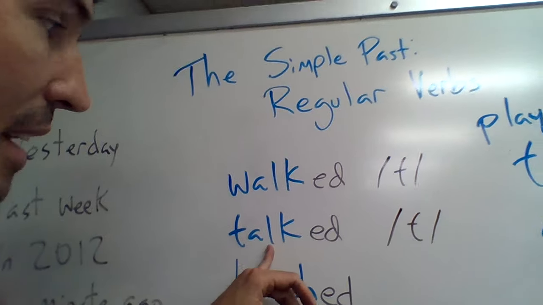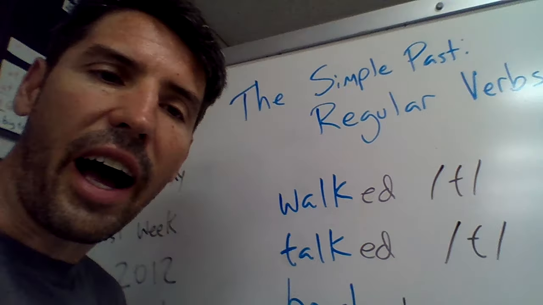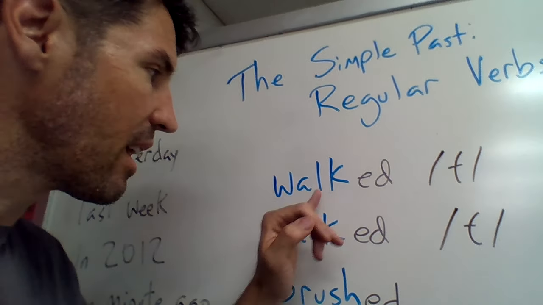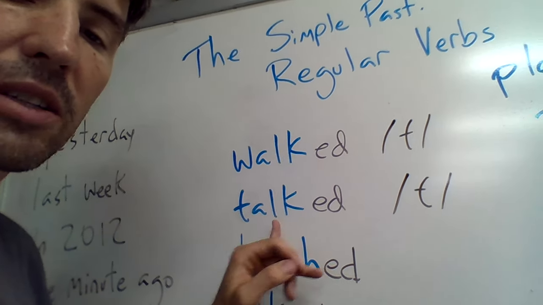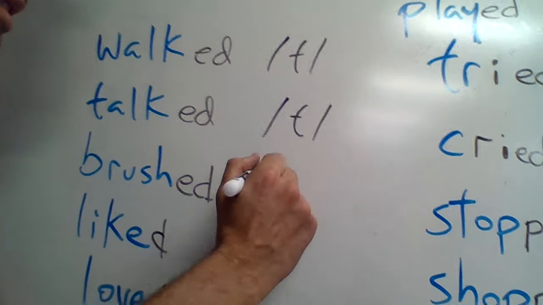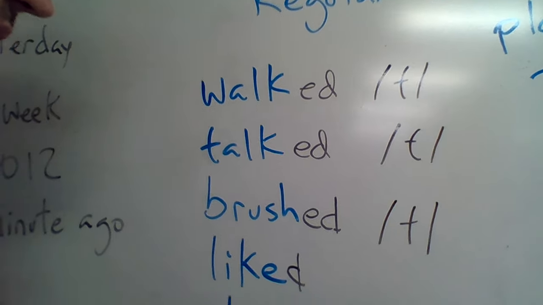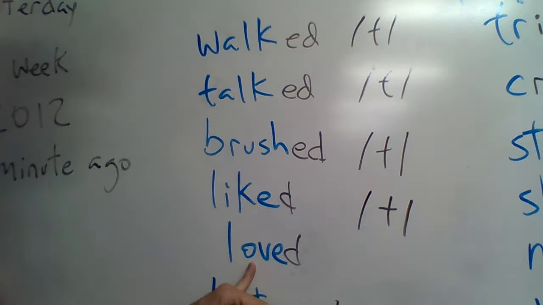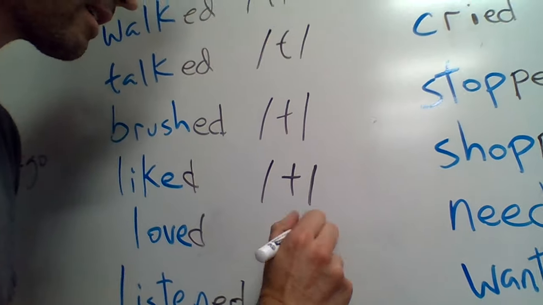By the way, I don't say the L in walk or talk. I don't say walked. I say walked. So the L is silent. Same with this one. The L is silent. Talked, talked. This next one, brushed, brushed. It's got a t ending. This next one, liked, liked. It's got a t ending. This next one, loved, loved. It's got a d ending.